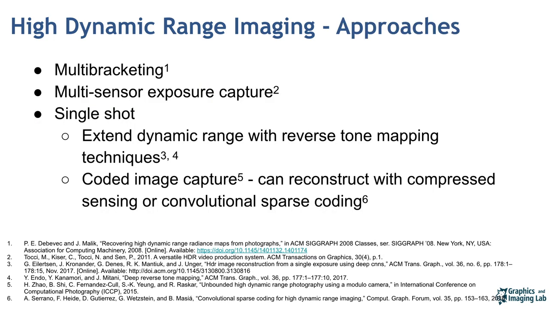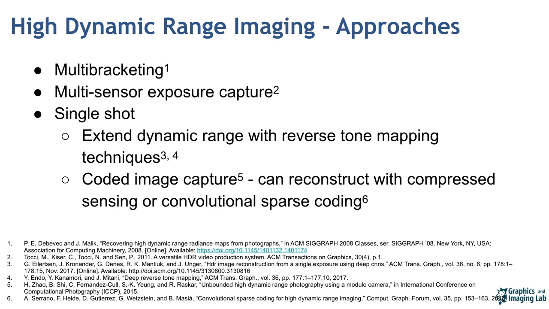There are many approaches to acquiring an HDR image. Multi-bracketing involves merging multiple images taken at different exposures. This can be done with ordinary cameras, but doesn't work well for dynamic scenes. Multi-sensor solutions work well, but need special equipment and require precise calibration. The ideal solution involves reconstructing an HDR image from a single shot.